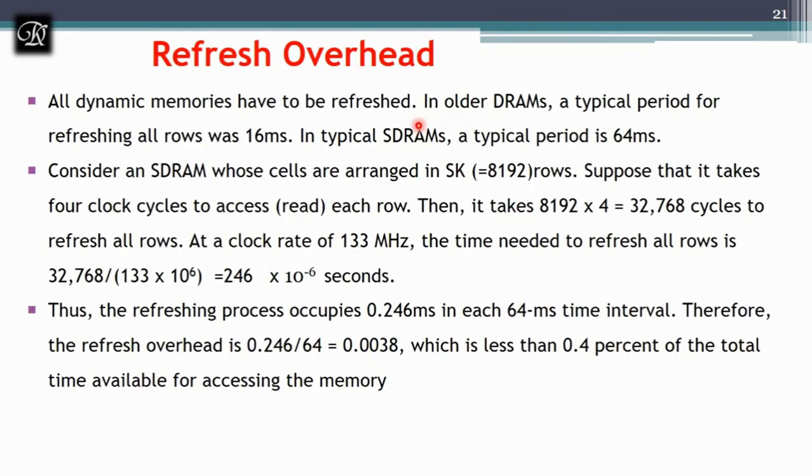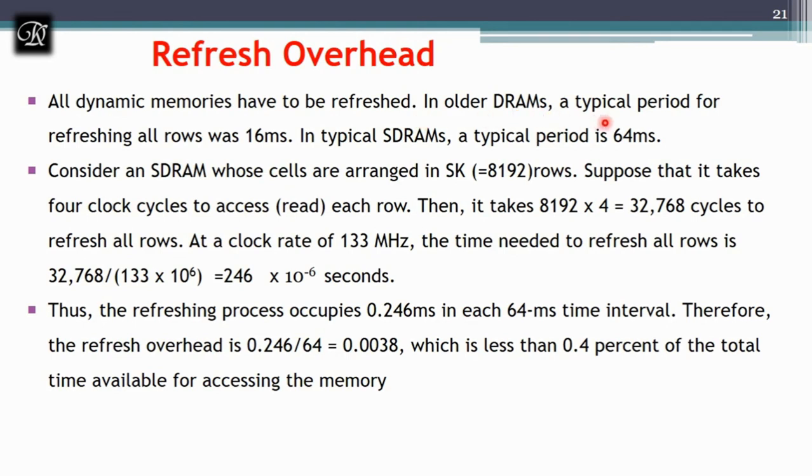I spoke about refreshing with respect to dynamic RAM. So we'll see one example of how much time it requires to perform a refresh, which we call the refresh overhead. All the dynamic memories have to be refreshed, because they use a capacitor. The capacitor has a leakage resistance. Because of that leakage resistance, after some periodic time, the capacitor is going to lose its charge. So we have to recharge it, which is possible with refreshing.